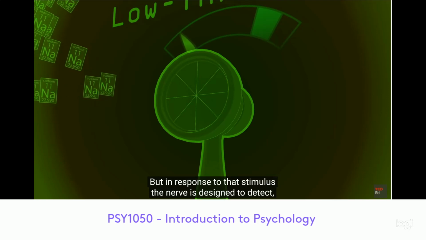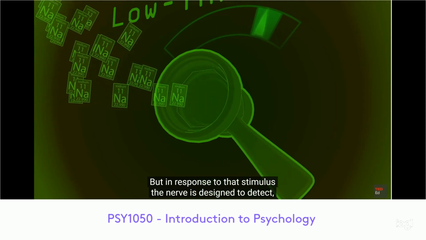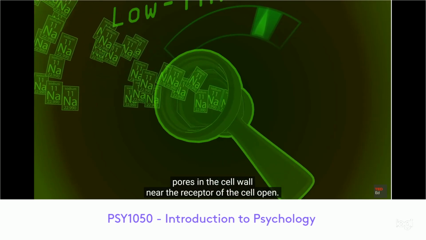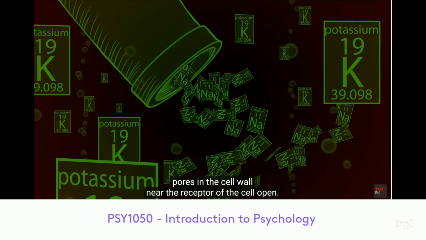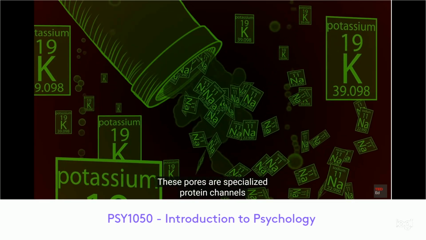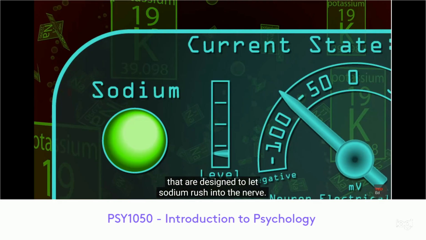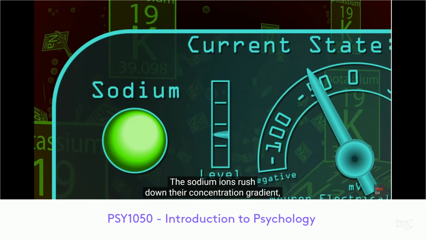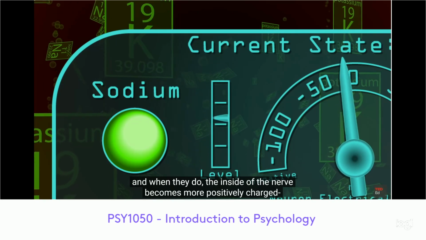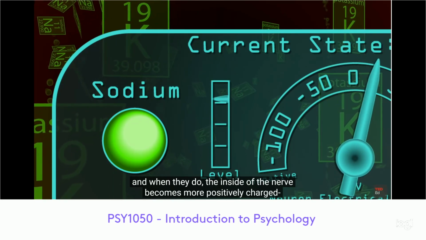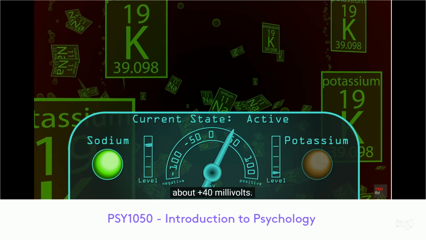But in response to the stimulus the nerve is designed to detect, pores in the cell wall near the receptor of the cell open. These pores are specialized protein channels that are designed to let sodium rush into the nerve. The sodium ions rush down their concentration gradient, and when they do, the inside of the nerve becomes more positively charged, about plus 40 millivolts.